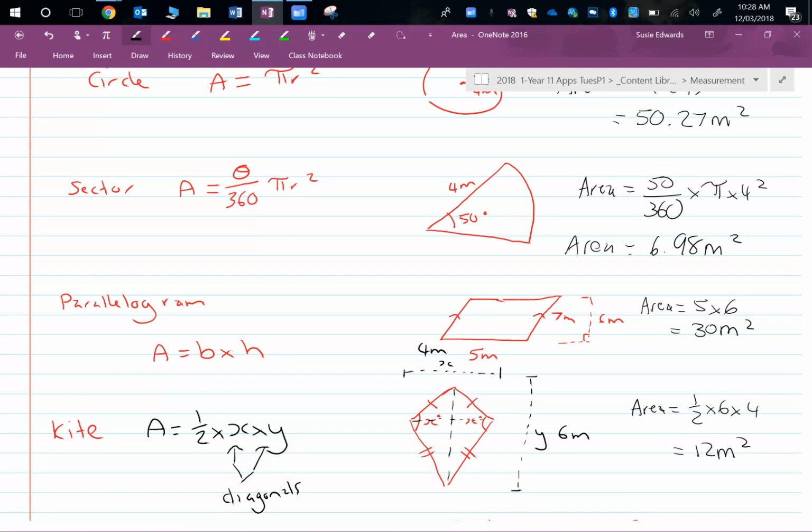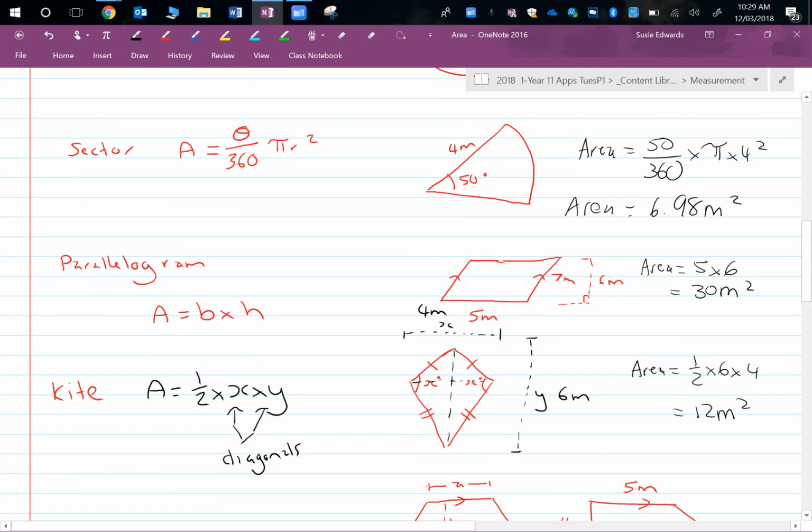All right, last one, and then we're going to put it all together. What's the last shape we're going to look at? No, we're not going to do a rhombus because a rhombus is like a parallelogram, same thing, base times height. Another shape. It is a quadrilateral. Trapezium. All right. Now, a trapezium.